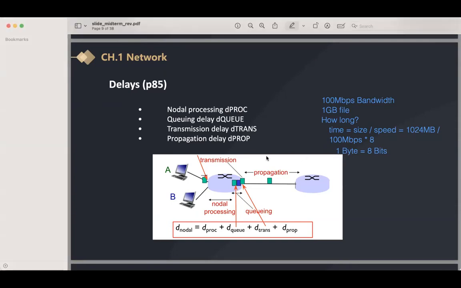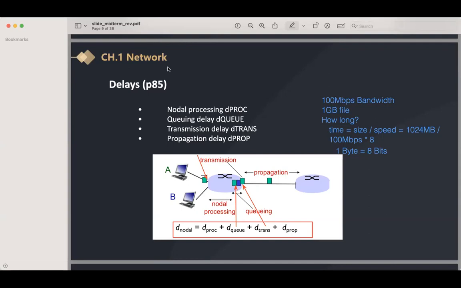And I would say, for this kind of calculation, 50% of people cannot get the correct answer. So you may need to pay more attention to this part. The first thing you want to know is the conversion from bytes to bits. And the second one is the conversion of the size, 1 GB equals how many megabytes. So this is the transmission delay calculation.